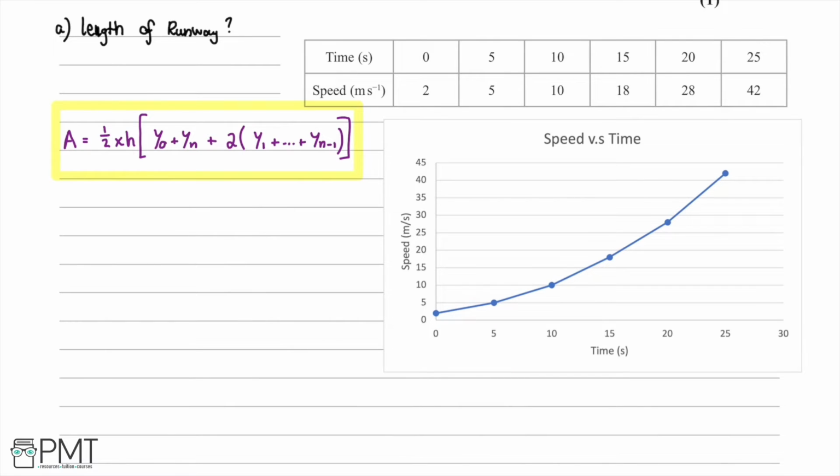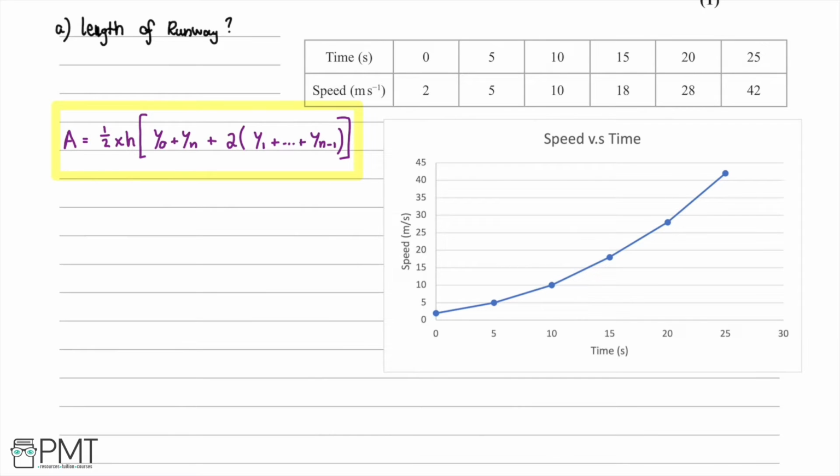So we know that to find distance from a speed time graph, we can use the area. And we can do this by splitting it up into trapeziums. Then we find the area of each trapezium and sum these to find an estimate of the area, which will be equal to the distance of the runway. So how do we do this? We're going to use the trapezium rule, which is given here by the formula in the yellow highlighted box. And to work out this estimate for the area, we're going to split our graph up into trapeziums.